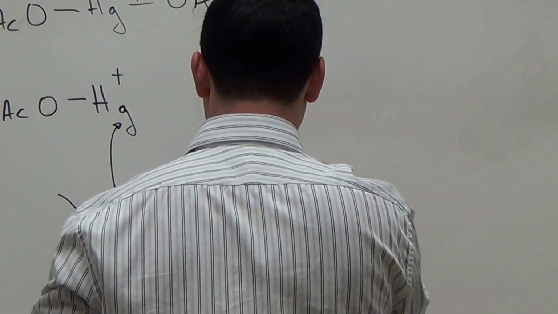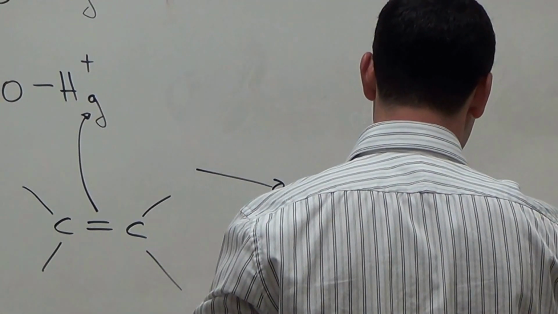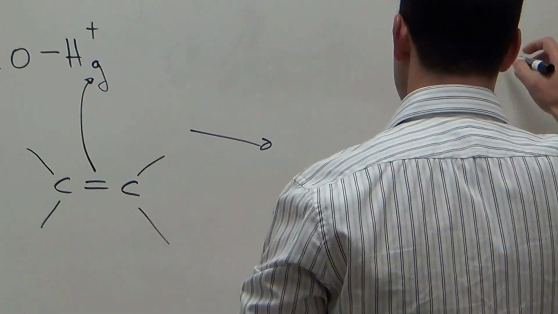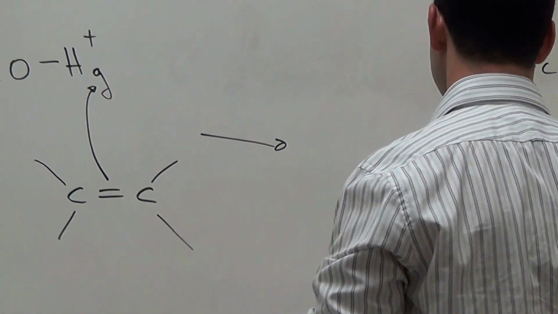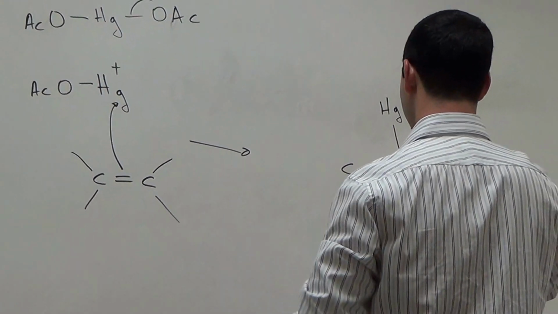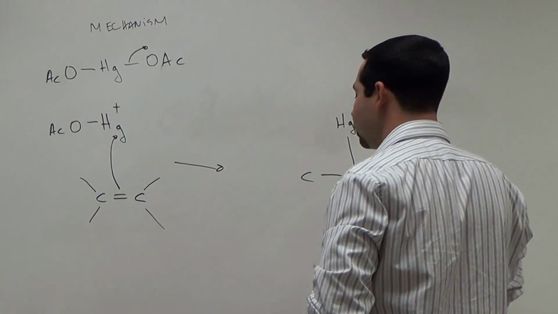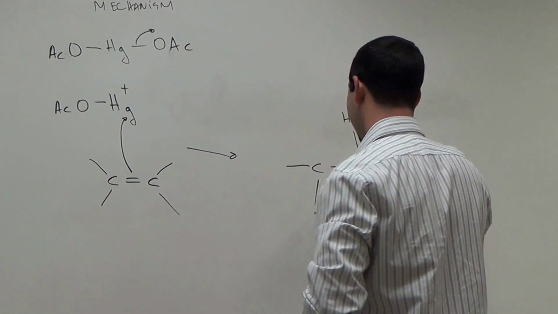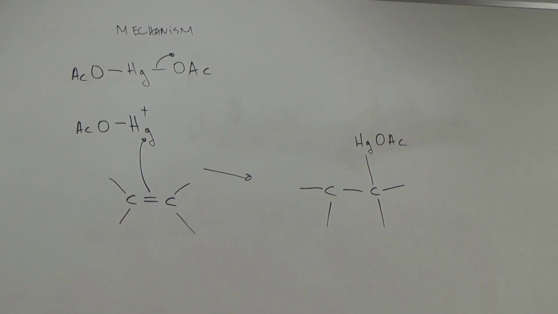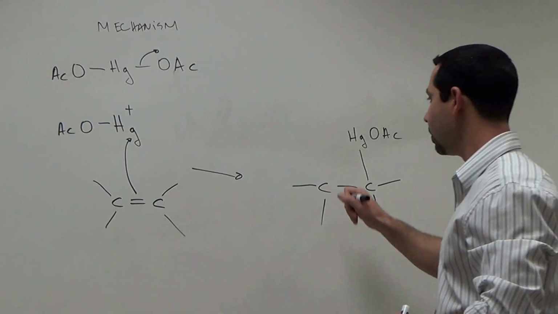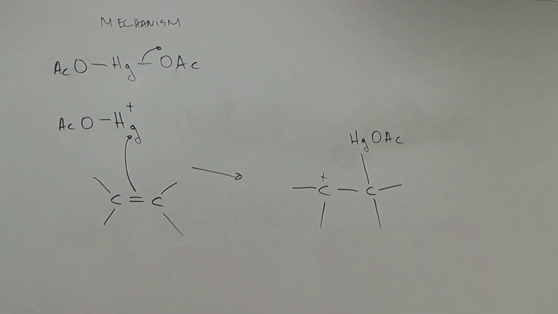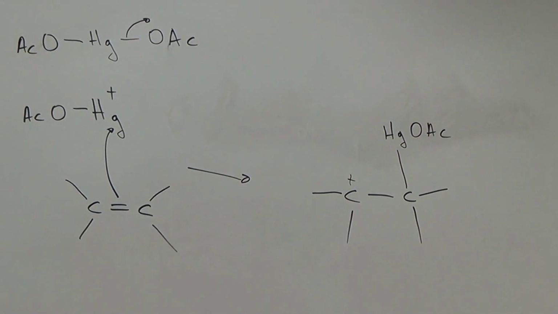When it attacks that, what you are going to see is a carbon with the Hg and the acetate. There were two bonds there, still two bonds here, and there's a bond there. Is there any formal charge anywhere? Yes, on the carbon there's a plus. There is a formal charge here, and that formal charge is a plus. This is a carbocation.